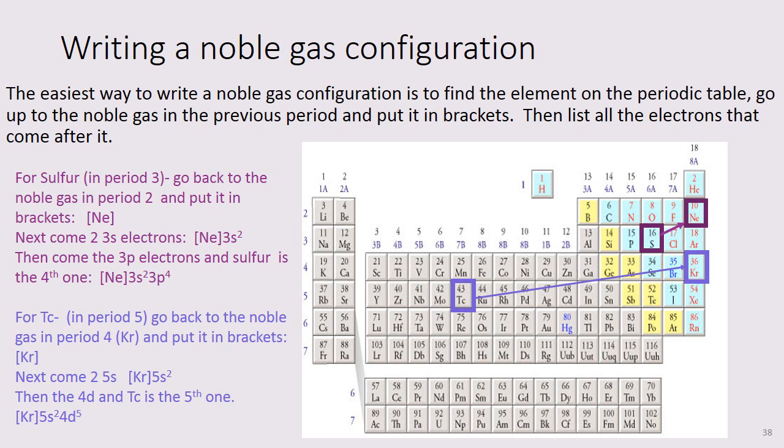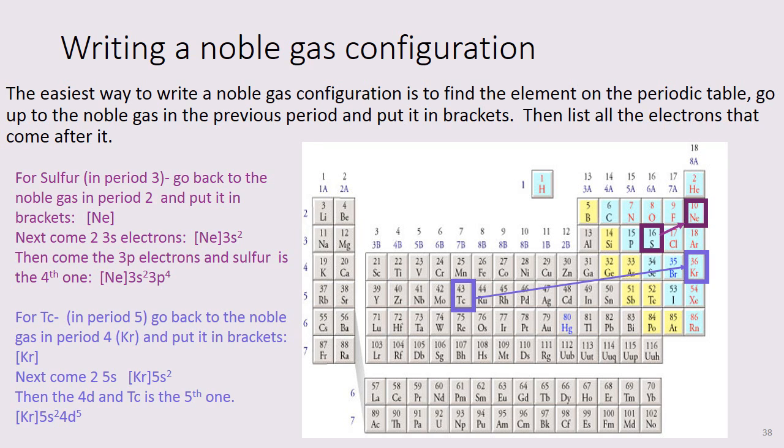Technetium, notice that technetium is in period 5, so we go back to period 4 to get our noble gas. So krypton is what we put in brackets. Then what comes after krypton? 5s2. We're still not to technetium yet. And then what comes after the 5s2? Those are the 4Ds. How many are there? Well, yttrium is 1, zirconium is 2, niobium, Nb is 3, Mo is 4, technetium, Tc is 5. So it's the 5th one, and so we would write krypton, 5s2, 4d5.